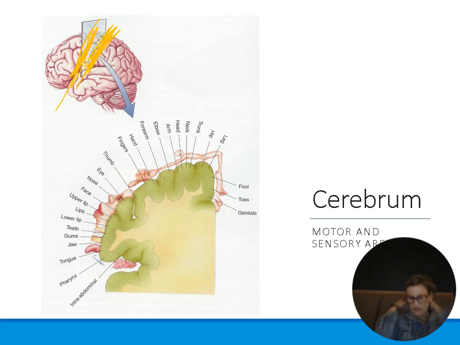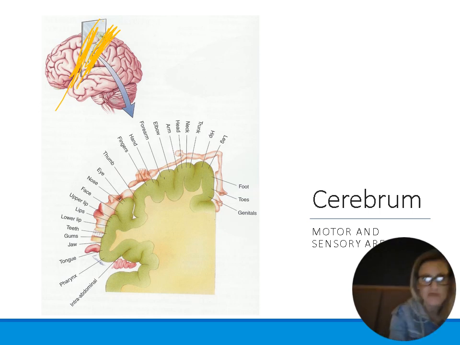That's where we receive our information about touch, pressure, temperature, and pain on our body. For these areas, motor commands going to a specific part of the body originate at one specific part of the cortex. If you look at this body right here, it shows you the part of the cortex that controls each part of the body. Or for sensory information, it's the opposite, right?